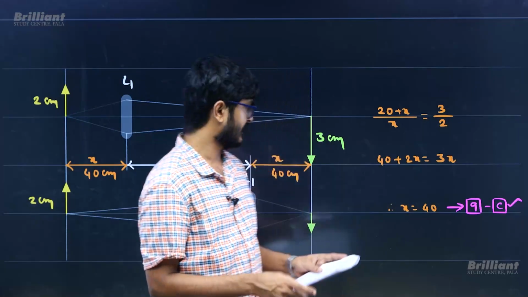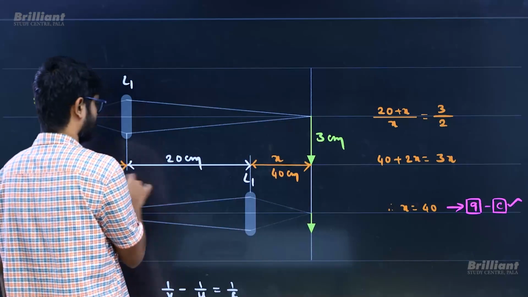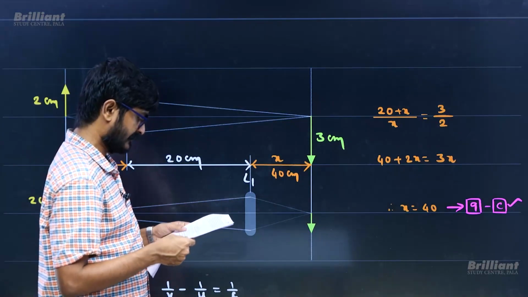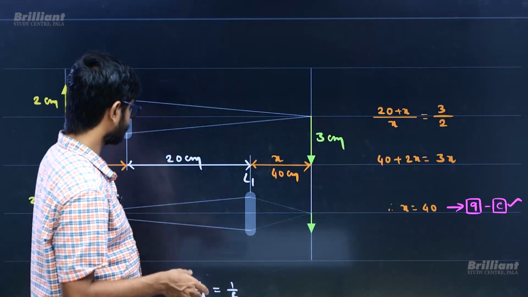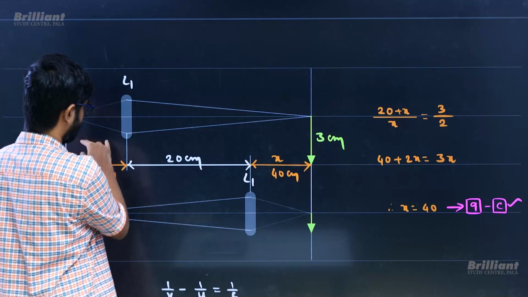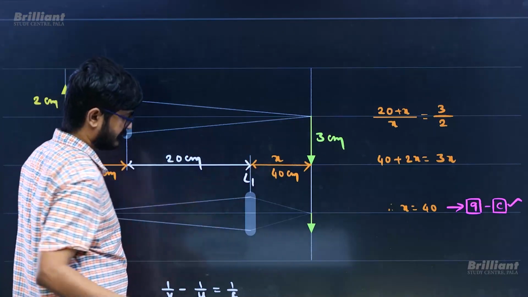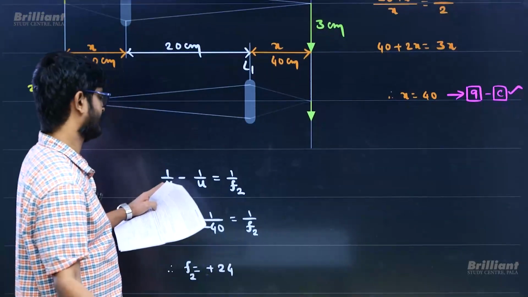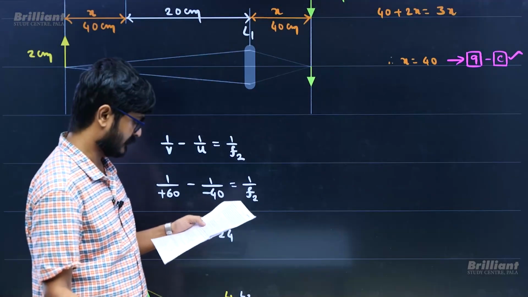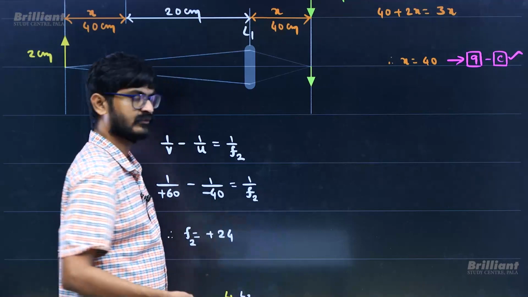X is 40. If this is 40, this will be 40, this is 20, totally it is 100. So for the 9th question, the distance between object and screen is 100 cm. Now once I know this, I know object length is 40, object distance is 40 and image distance is 60. I can use the lens formula, 1 by v minus 1 by u equals 1 by f, and I can get the focal length of the lens as plus 24, it is converging.